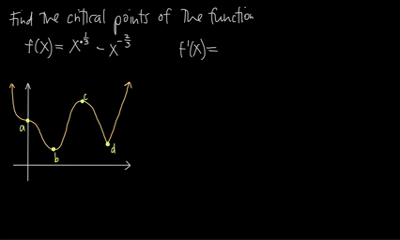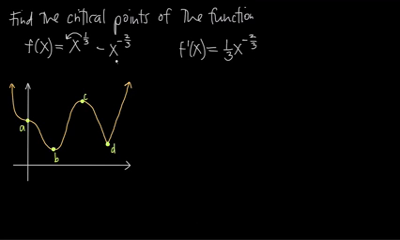So when we take the derivative of x to the 1/3, remember we bring this exponent down in front here, so we get 1/3 times x, and then we subtract 1 from the exponent. So 1/3 minus 1 gives us negative 2/3. So that's the derivative of x to the 1/3.